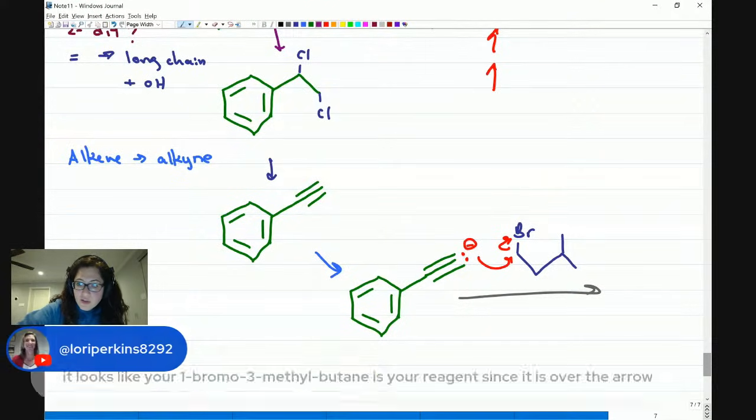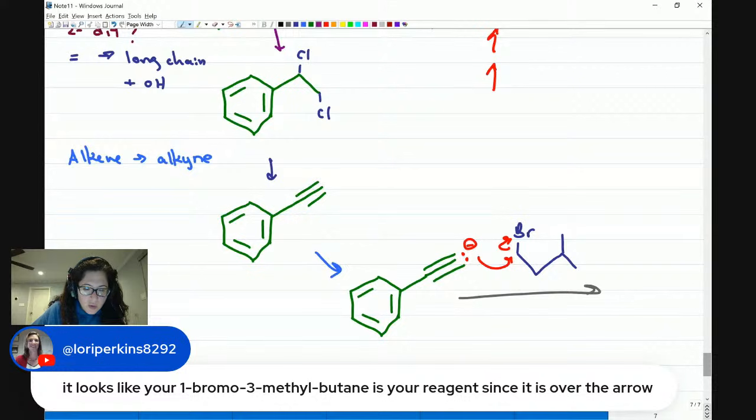Questions. Let's see. It looks like your 1-bromo-3-methyl-butane is your reagent since it's over the arrow. Yes, that is what I'm adding in this case. This is an SN2 reaction, so we could just put in DMSO or whatever. Most professors won't ask that. They just want to see what you're adding, and that's fine.